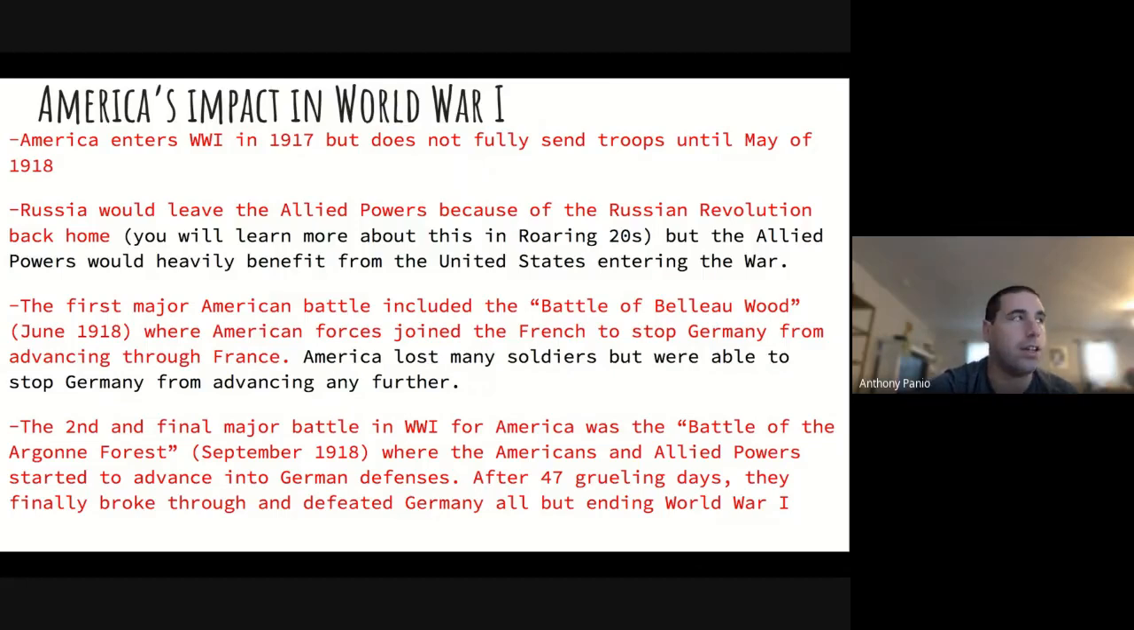It's not necessarily that we had the best army, though we do have a very good army. We just came in at a time where all the other countries are just like decimated. They've been fighting for 4 years. They're very low on troops. They're very low on supplies. And here comes America with all these troops, all of these supplies.